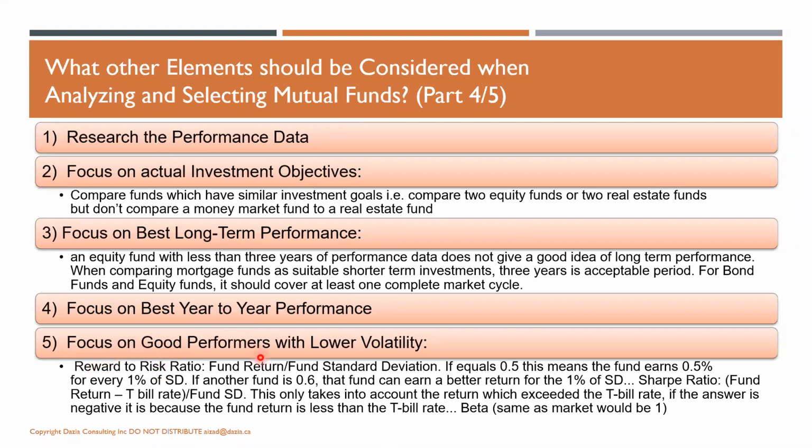So the standard deviation is important. Standard deviation gives us an idea of the risk. If we have a ratio of 0.5, this means the fund earns 0.5% for every 1% of standard deviation, right? So if another fund is 0.6, it means the fund can earn a better return for the 1% of standard deviation. So what we're saying here is that you need to look at the standard deviation overall.